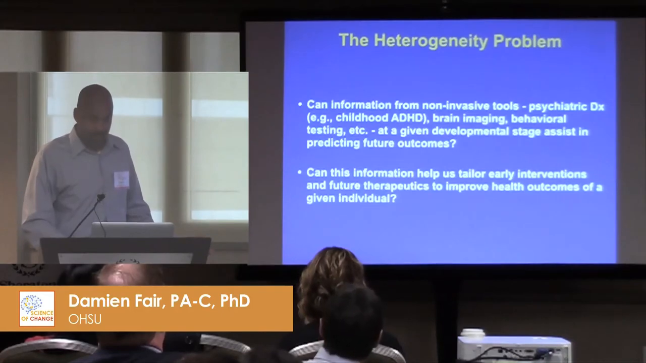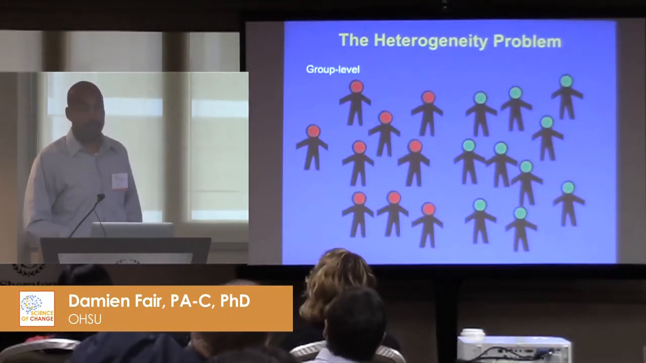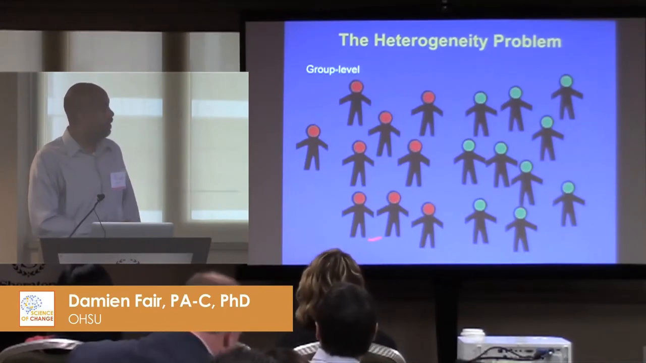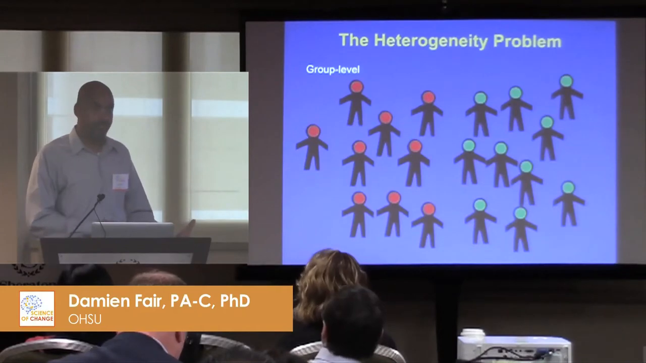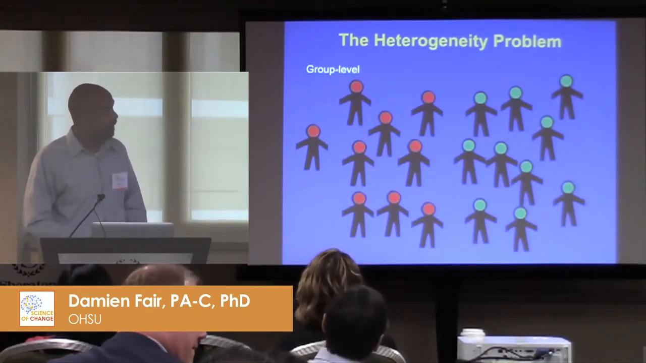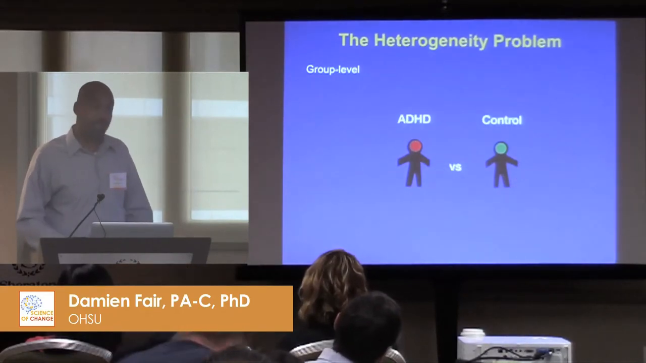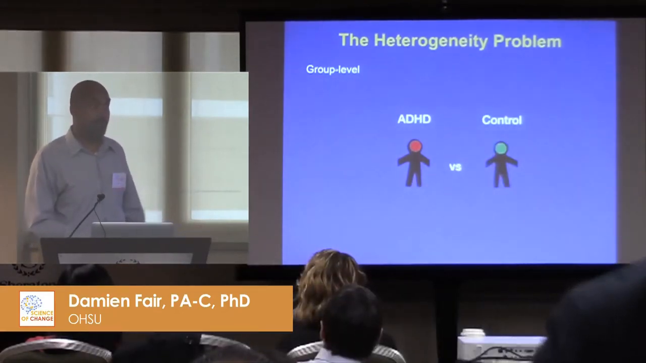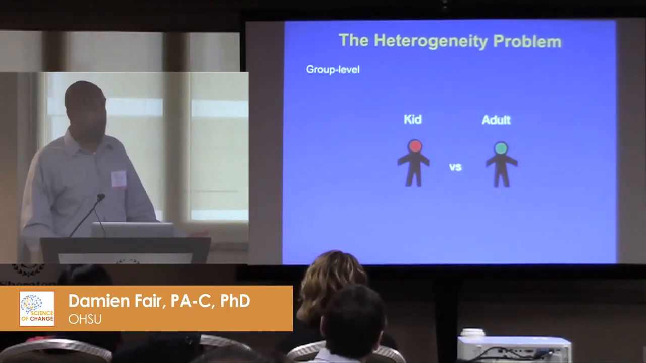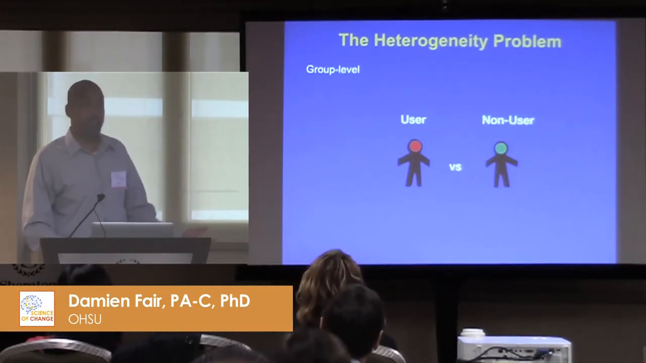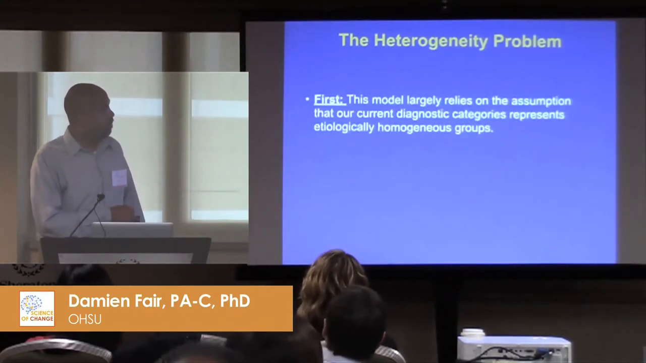Okay. Now, typically, including my lab, we usually start this off with this type of model where we define some group by some external factor like the DSM or something else, right? Compared to some other group. My lab studies a lot of ADHD, so we would study ADHD versus control. We study development, we could just do a kid versus adult, or you might take a user versus a non-user, okay? Now, there's a couple problems with this model.